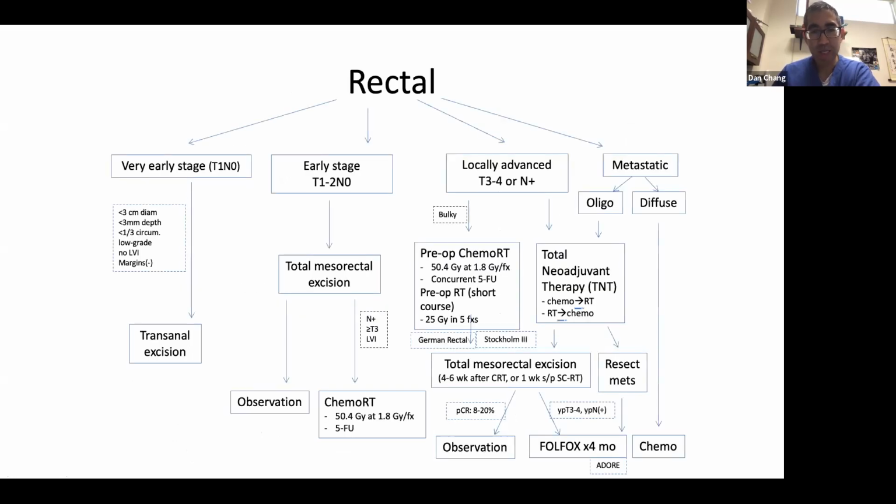Okay, so, walking through this. Rectal cancer has changed quite a bit even over the last 10 years in how we manage it.